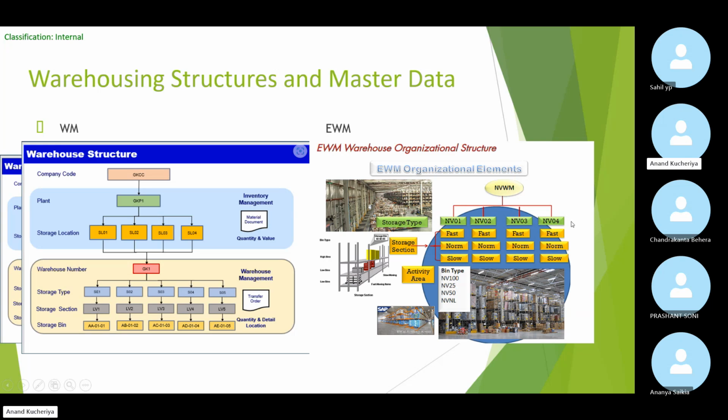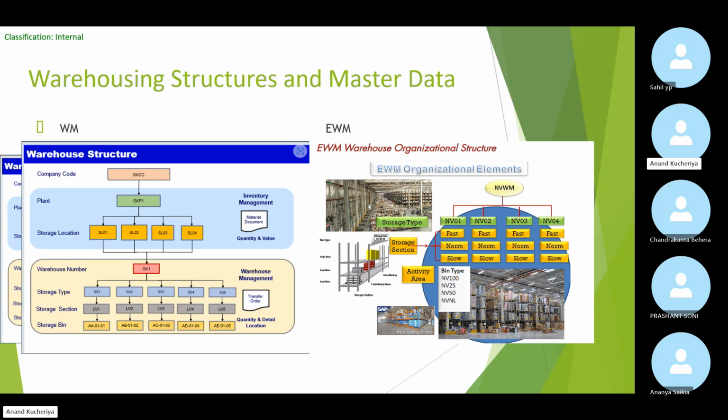What is meant by general storage types? Where we keep the stock temporarily. For example, we have a storage type for staging. Staging means we are keeping the stock for some time. That is not connected to any storage location. That is a temporary storage. That is the type of storage type.